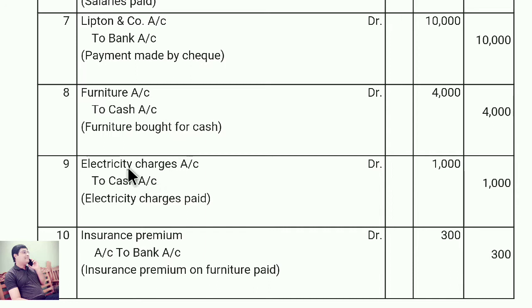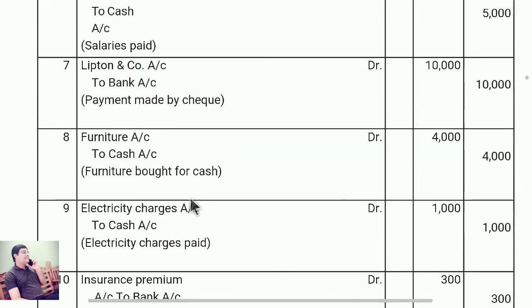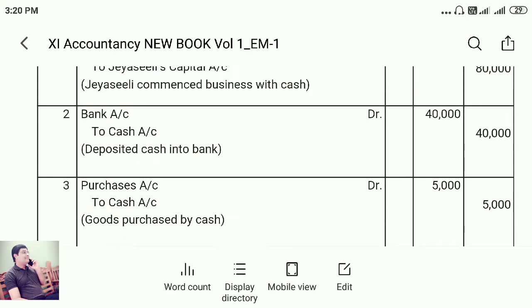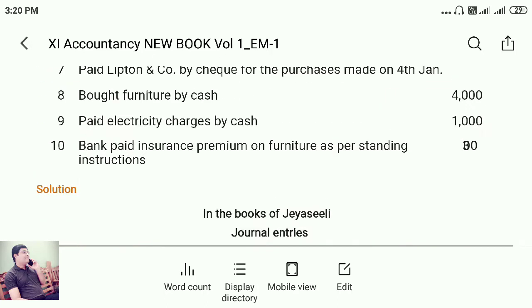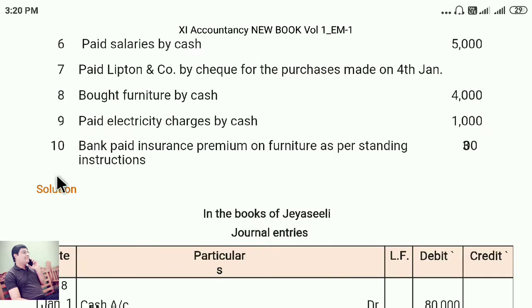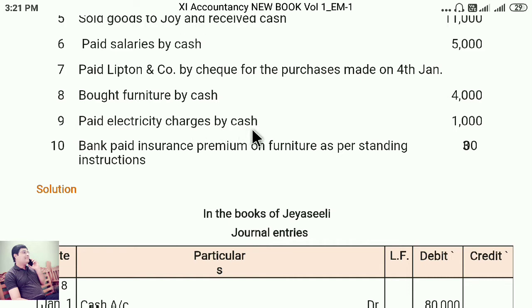Next one, we paid the electricity charges. So electricity charges account debit to cash account. See here, we paid the electricity charges. So electricity charges by cash. So electricity charges account debit to cash account because cash goes out. And electricity charges is a nominal account, an expense. So expenses will be debited.